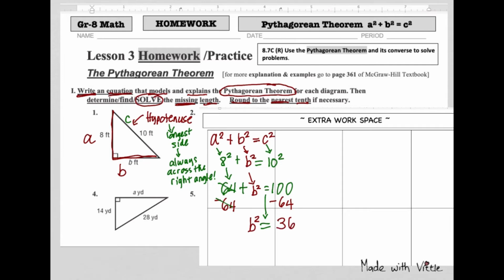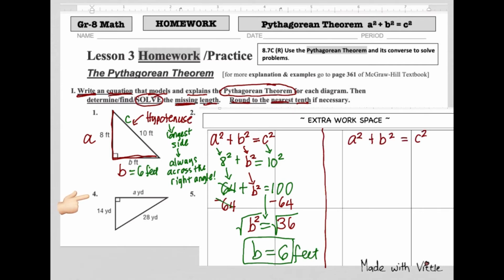Now the B squared is not completely alone because it has the square. We have to get rid of that by doing the square root on both sides of the equation. So put them inside a square root symbol. Square root of B squared is B, and the square root of 36 is 6. So now we have the length of one of the legs, which is 6 feet.